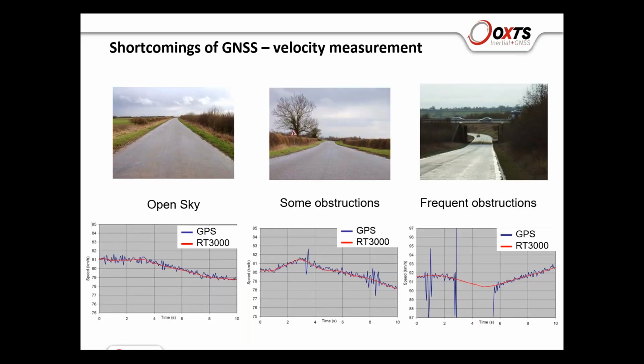It's also very sensitive to obstructions nearby. So on the left, you've got good open sky conditions, and you can see good correlation between the GPS trace and the RT trace. As we move over the screen to the right, we're seeing some obstructions, then frequent obstructions, including a complete sky obstruction with a bridge. And you can see there's more noise on the GPS trace versus the RT trace.